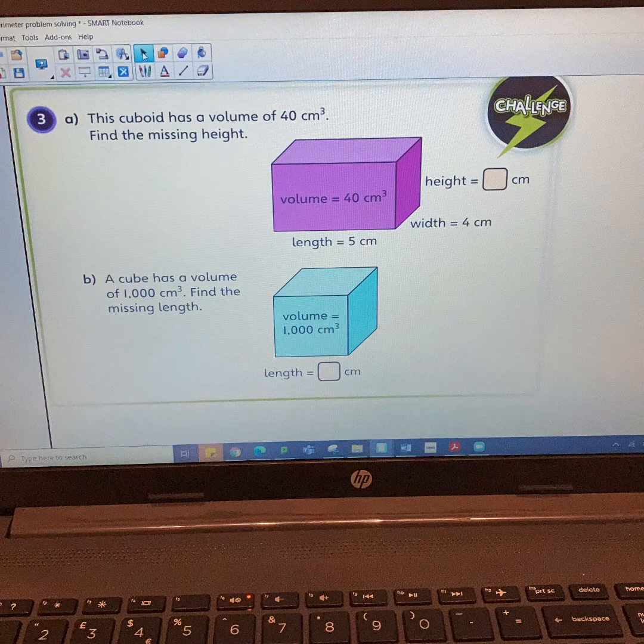Can we use this to work out the height then? Well, let's think about it. Normally, we would do length times width times height equals the volume. So I could write down, we've got the length equals 5. So 5 times the width, which is 4, times something, I'm going to draw a box, equals 40 centimetres cubed. Can you work out what that missing measurement would be?